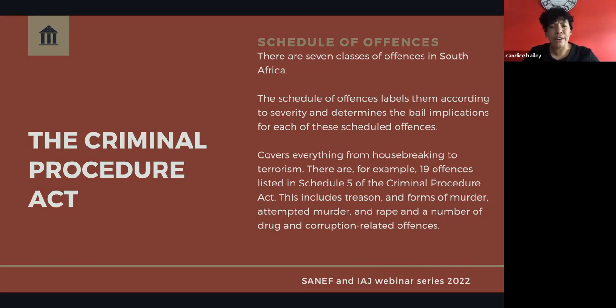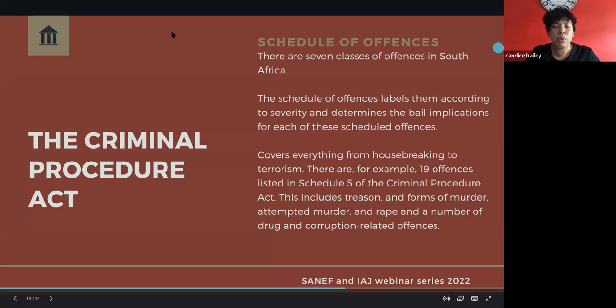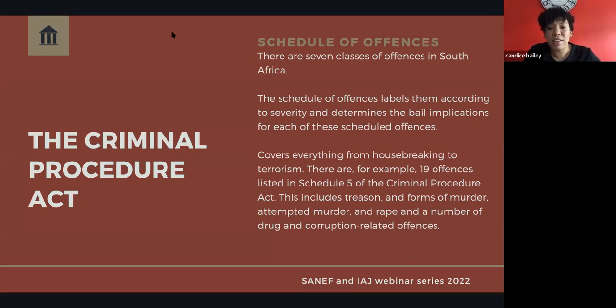So it covers everything from petty theft and an assault, which is often a Schedule 1 case, all the way to a Schedule 7 offence, which is often terrorism. And so, for example, how does it work? If you look at Schedule 5, there are 19 different offences that fall into Schedule 5.